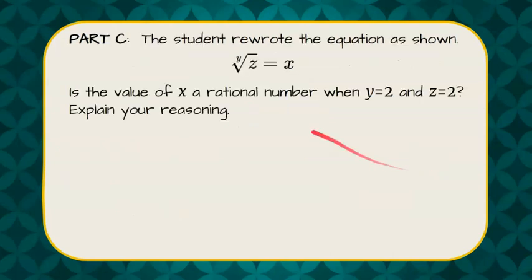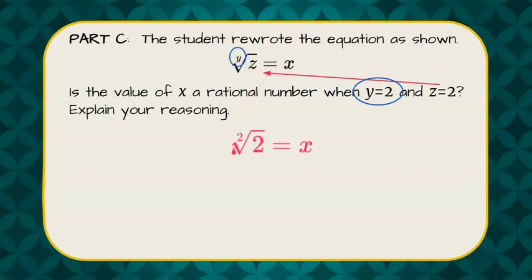Part C. The student rewrote the equation as shown: the y root of z is equal to x. And we want to know, is the value of x a rational number when y is equal to 2 and z is equal to 2? Explain your reasoning. First, I'm going to note that y is 2, which makes this the square root when that index is 2, and z is also equal to 2.